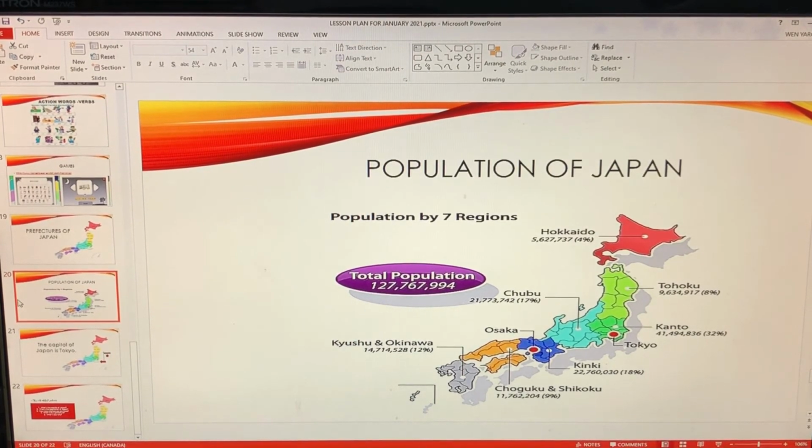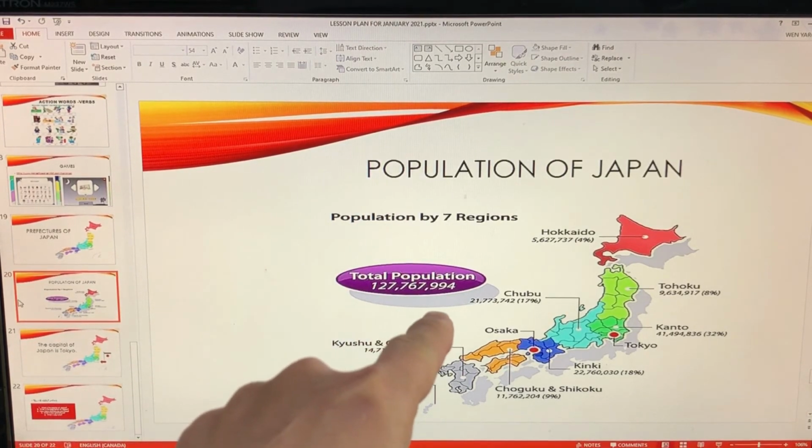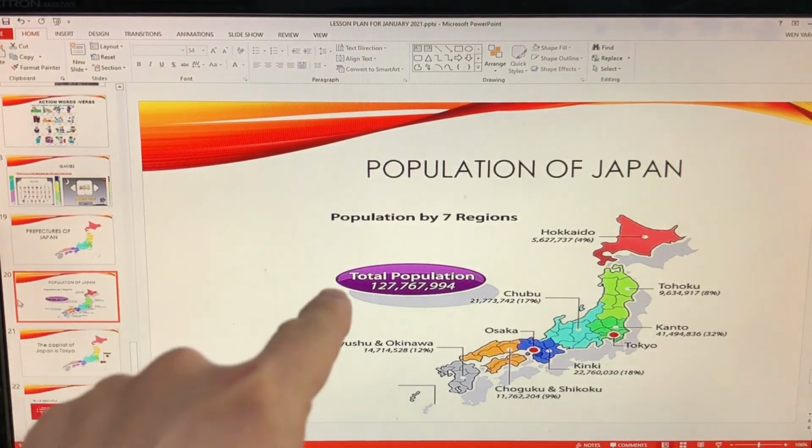Okay, so I would ask, how many people are in Japan? What is the population of Japan? I would actually write that question. What is the population of Japan? Nihon no jinko wa nan desu ka? You can see the population here is a big number. It's a mouthful for my students.